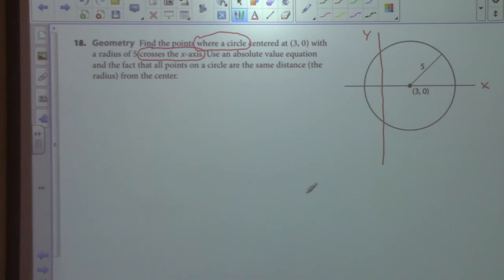8 comma 0. I'm trying to figure out the point. Okay, so 8, 0. That would be one of them, right? What would another one be? Negative 2, 0. You're not guessing, right? You're looking at it and saying, okay, this is where it crosses. Now, how would you write an absolute value equation for that?